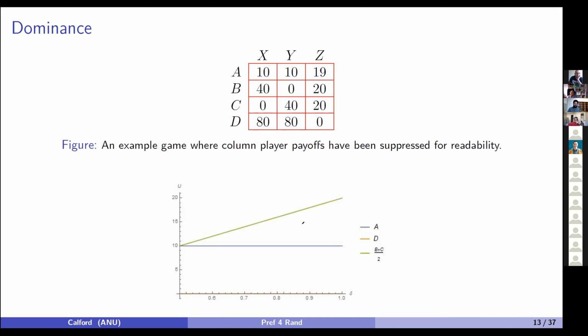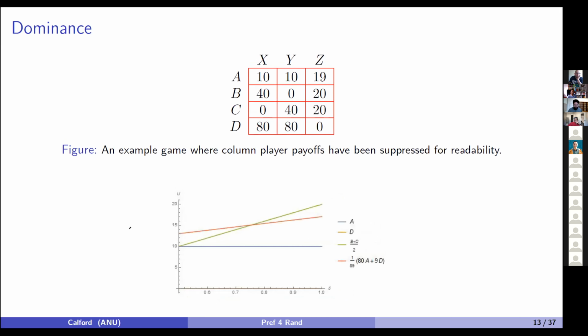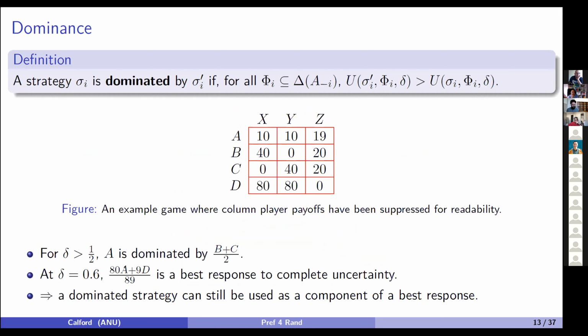So we know that the green strategy dominates A when delta is bigger than a half. So the utility must be higher for all beliefs. And so it is here. But now look at this strategy. 80/89ths of the time I'm going to play A, and 9/89ths of the time I'm going to play D. And this strategy actually outperforms B plus C over 2 for some range of delta. In particular, at delta of 0.6, this strategy is a best response to complete uncertainty.